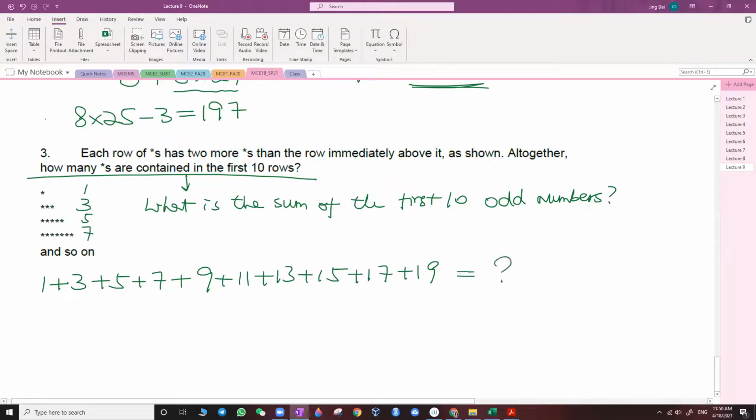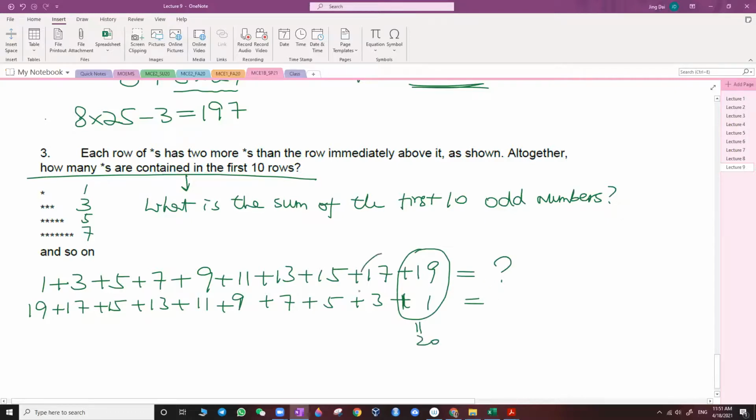Okay, so basically, what is the sum of this? We have so many different ways to do it, right? I remember there's one where we do the reverse sequence. I'm going to switch the beginning and the end. You can use the rainbow. Then everything pairs up to 20, and we have 10 pairs. So we're doing 20 times 10 equals 200.